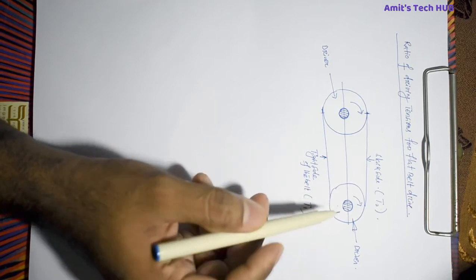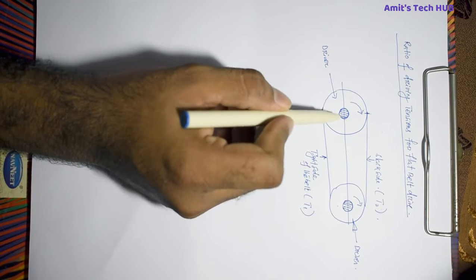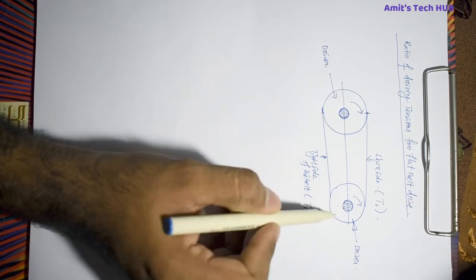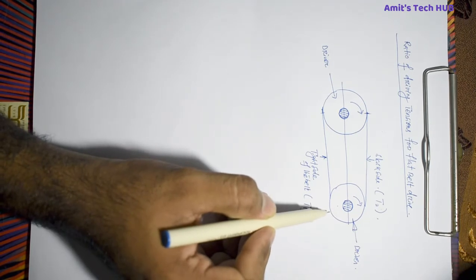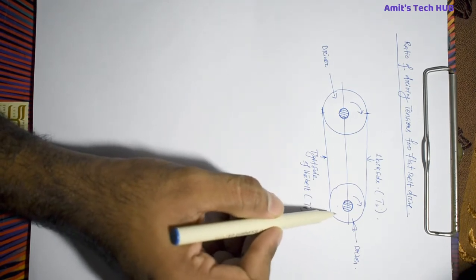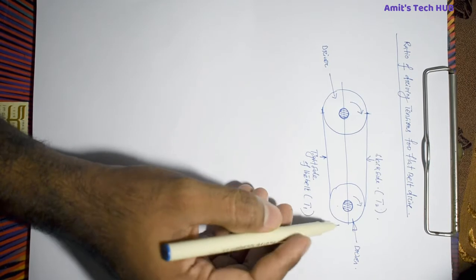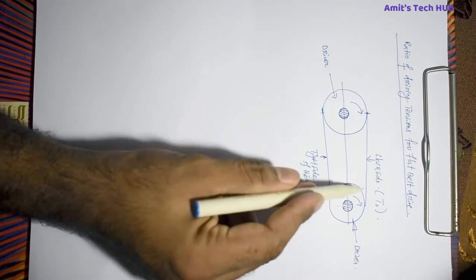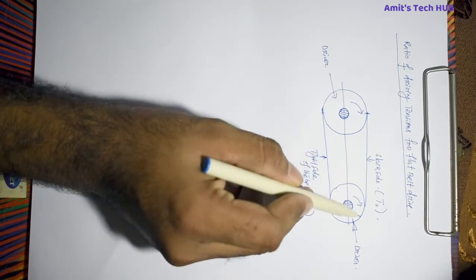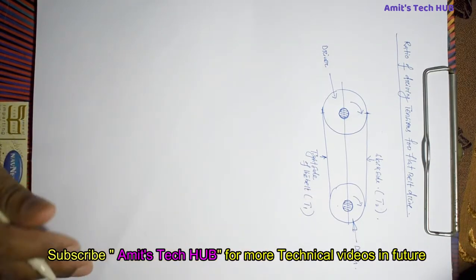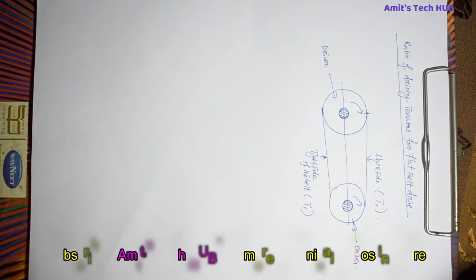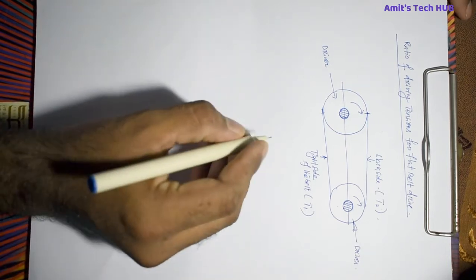Here the rotation of the driven pulley is important, because the driver pulley is connected to a source, but here we actually want the rotation. That's why we have to consider the rotation of the driven pulley and the motion of the belt over it. So in order to calculate the ratio of the driving tensions, let us consider the driven pulley.